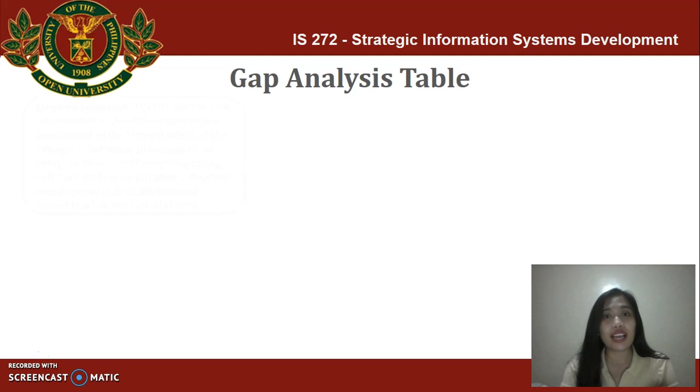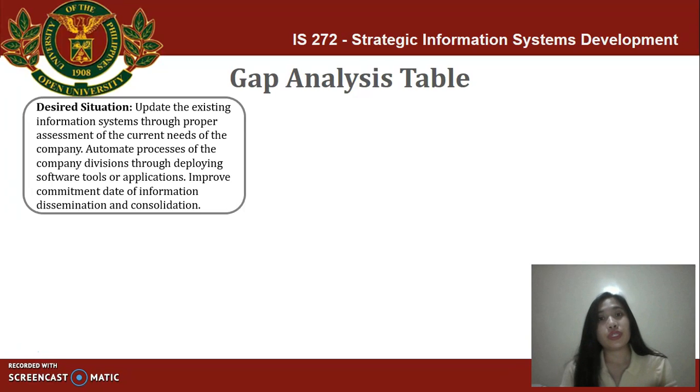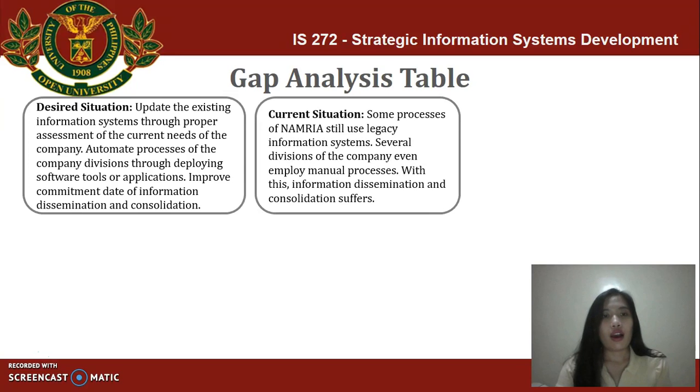So this is the gap analysis table for NAMRIA. The desired situation is to update the existing information systems through proper assessment of the current needs of the company. Automate processes of the company's divisions through deploying software tools or applications. Then, improve the commitment date of information dissemination and consolidation.